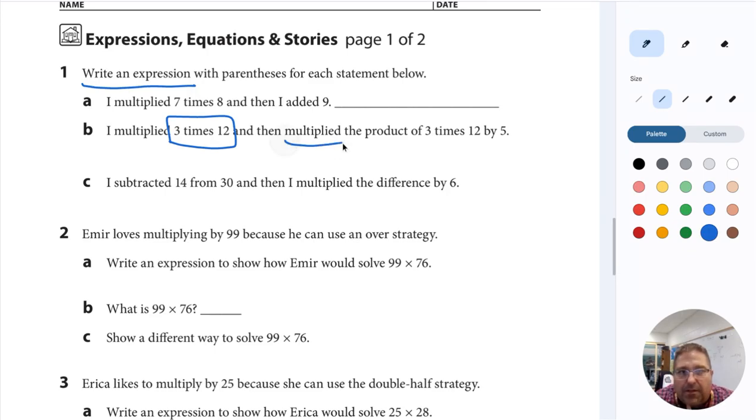Then we need to multiply by 5. So can you write 3 times 12, then times 5? That's what we're looking for there, okay?